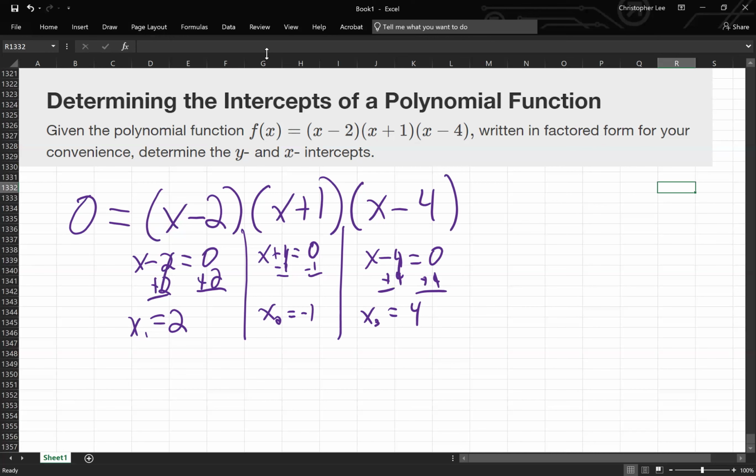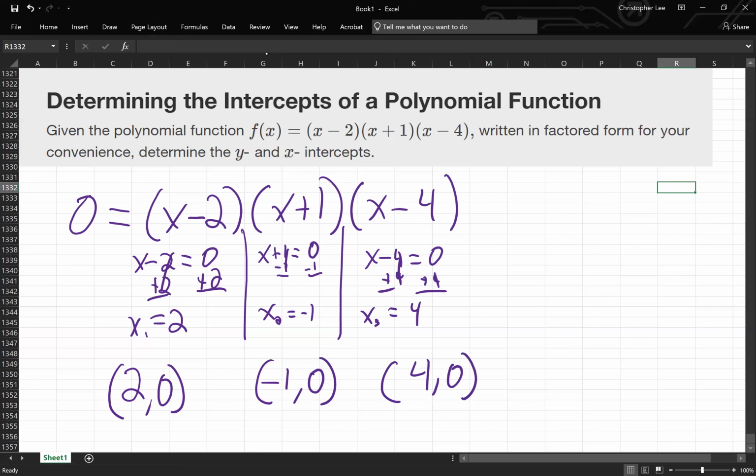Technically speaking, an x-intercept is not a coordinate, it's a point. So what are the points? What's this first point here? 2 comma 0. Very good. What about the second one? -1 comma 0. What's the last one? Perfect. What's the y-intercept? How do I do that?